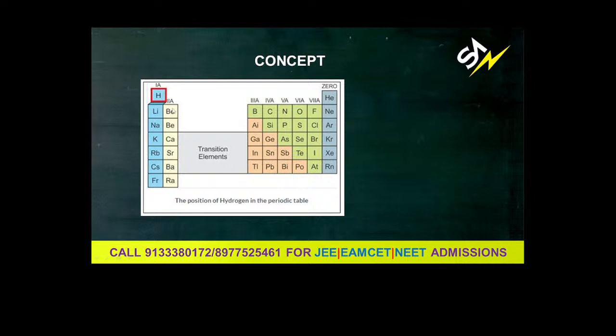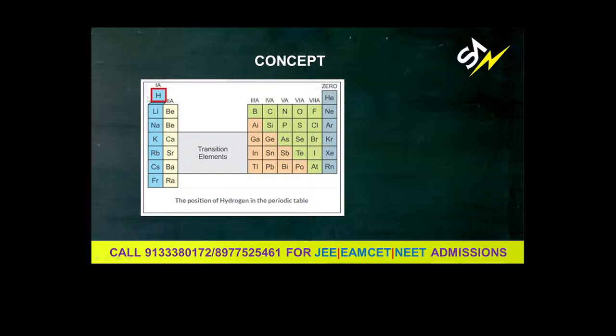Now see hydrogen's position. Yes, this is the structure of the periodic table. In the periodic table, hydrogen is located at the extreme left side, but it is not included in the first group and not in the second group either. Why? Because hydrogen first has similarities with alkali metals. At the same time, it has similarities with the 17th group elements also.